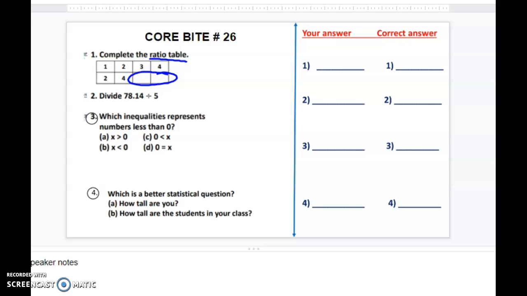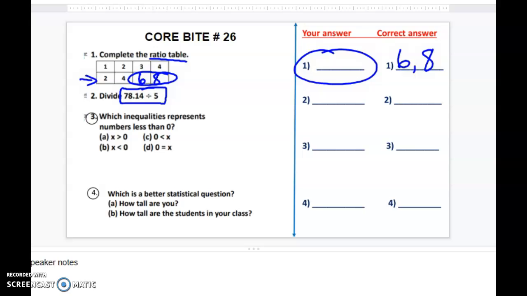Pause your video and write your answer to number one here in the blank. The correct answer for problem number one, the two numbers that were missing from the ratio table, were 6 and 8, because if you'll notice along the bottom of the ratio table, the numbers are increasing by 2, 2, 4, 6, and 8.